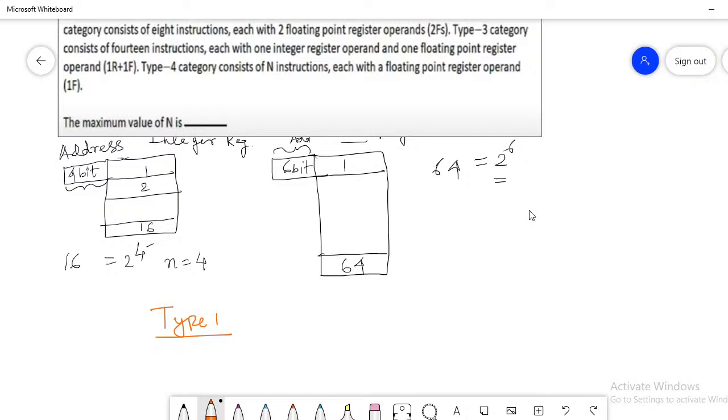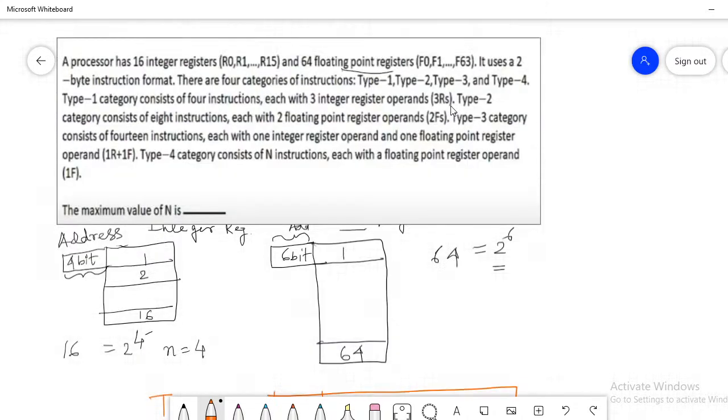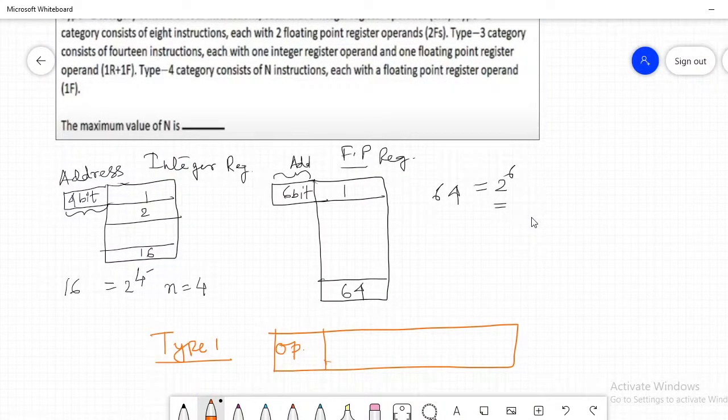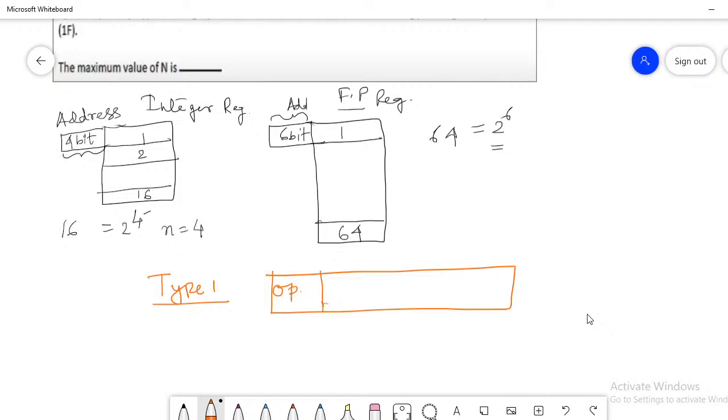Type 1 instruction, it is given that there will be 3 registers, like the instruction register. So opcode is mandatory, and you have 3 registers. If you see the question here, you can see type 1 is having 3 integer registers. So I am drawing it accordingly. So you have 3 integer registers, suppose register 1, register 2 and register 3.